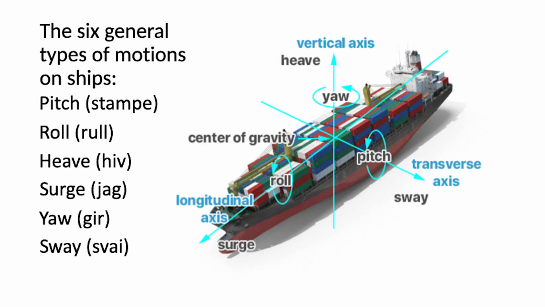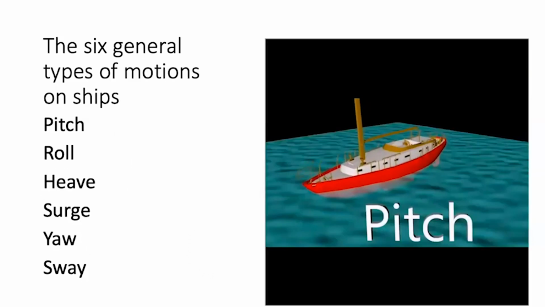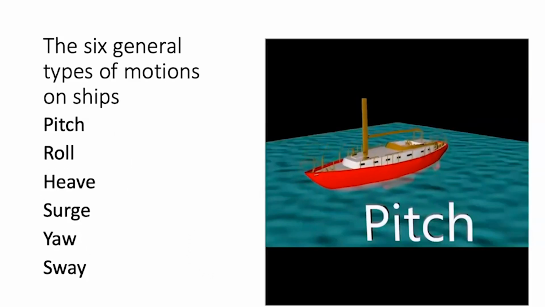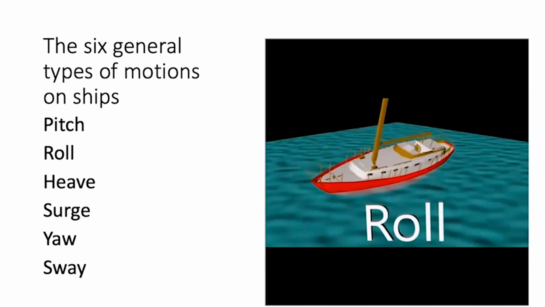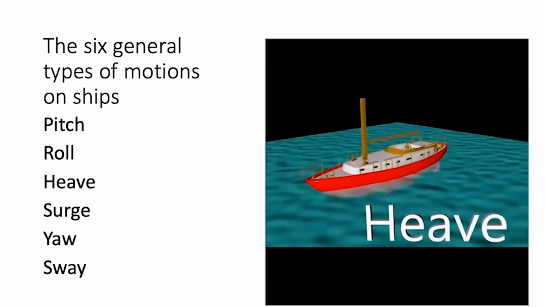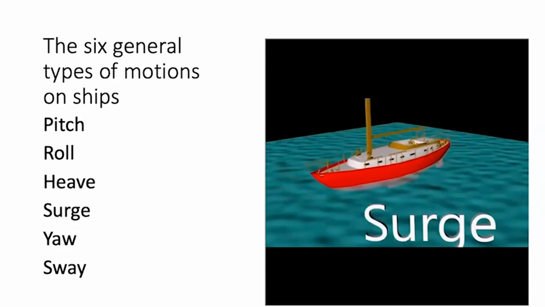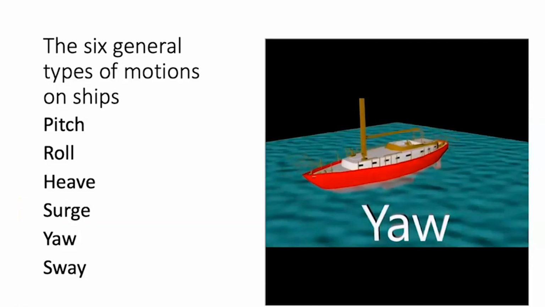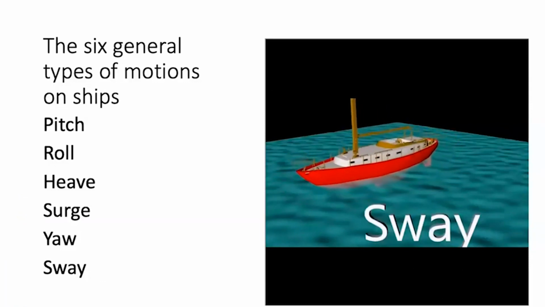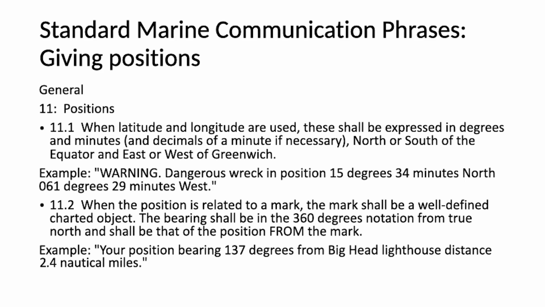Ship motions occur along the vertical, transverse, or longitudinal axis, or around the ship's center of gravity. They are made up of 3 lateral movements and 3 rotations. The 6 ship motions are pitch, which is a transverse rotation, roll, which is a longitudinal rotation, heave, which is a vertical movement, surge, which is a longitudinal movement, yaw, which is a vertical rotation, and sway, which is a transverse movement.